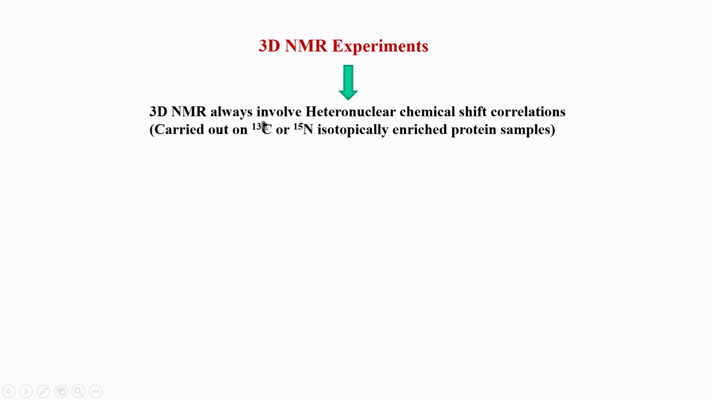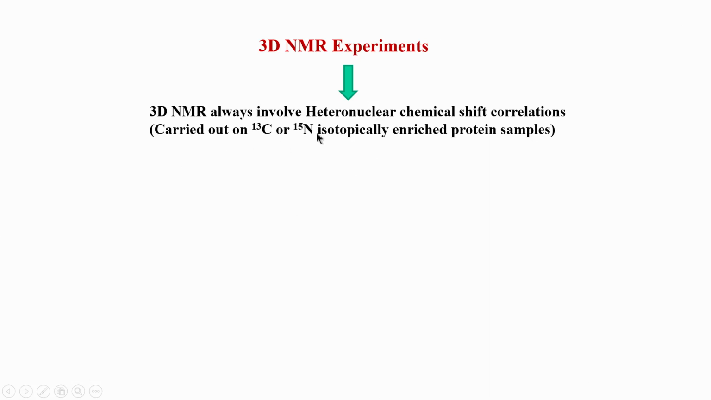As I mentioned in the previous classes, whenever we do 3D NMR on a protein, it almost always involves heteronuclear chemical shift correlation. When we talk about 3D, it has at least nitrogen or proton correlated with carbon, or nitrogen or carbon correlated with proton, which means that I need to enrich my molecule with these isotopes.